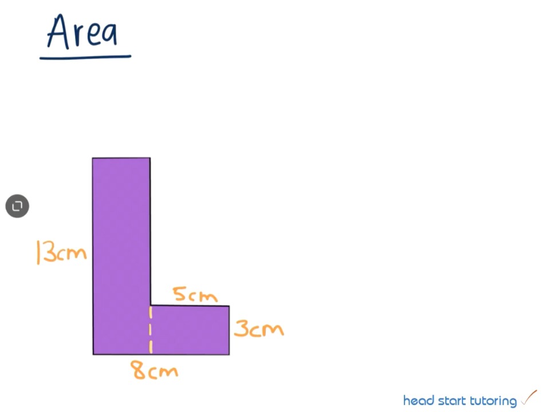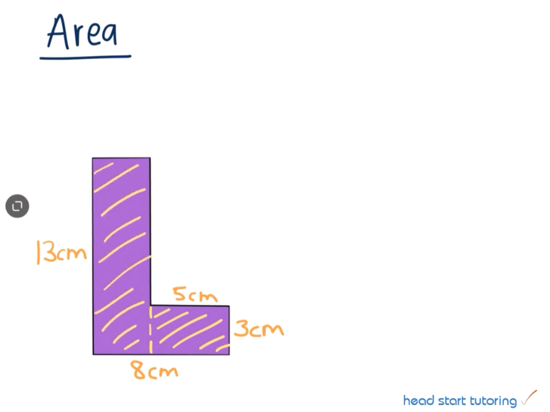You could divide it there or you could divide it there. It's totally up to you. It won't change your answer at all, but it will change the working out that you end up doing. So if we divide our shape, which looks a bit like an L, down the middle there, then we are working with this shape here, that rectangle there, and this rectangle there.